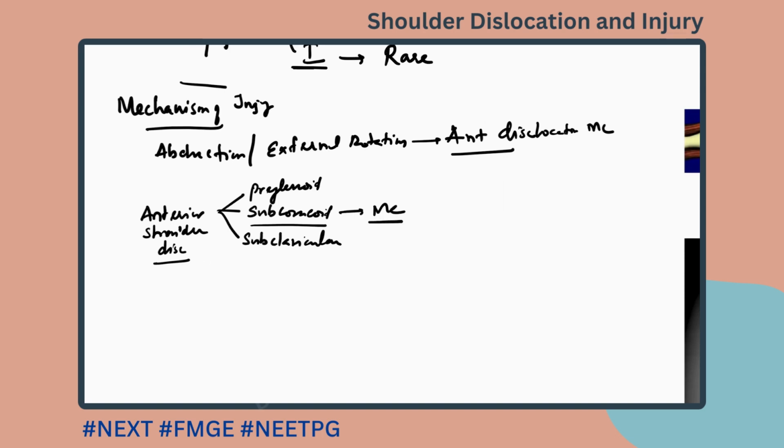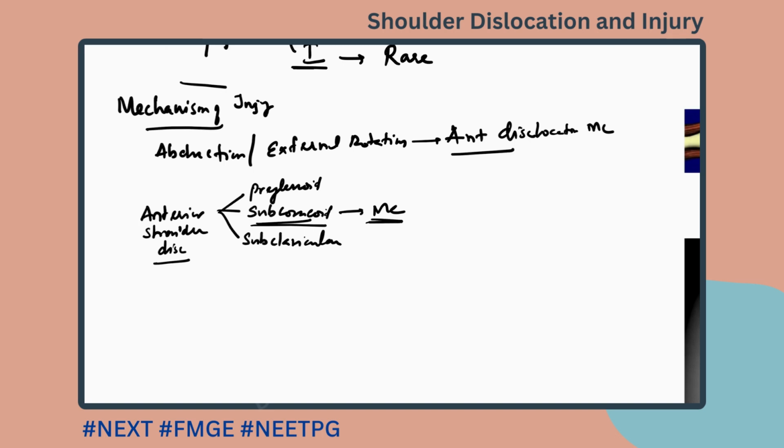All these are MCQs, so please pay your attention. Anterior shoulder dislocation is the most common type of dislocation in the shoulder. Of the anterior dislocations, there are three subtypes: preglenoid, subcoracoid, and subclavicular. The subcoracoid is the most common type.